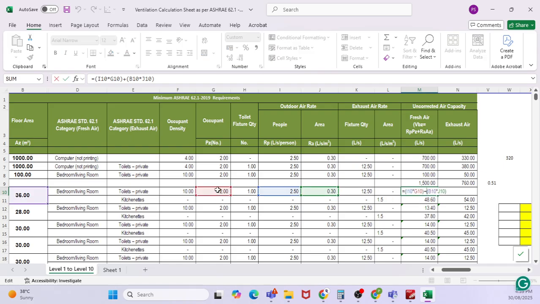Okay. So when you apply this equation to calculate the fresh air, it is the number of people multiplied by the outdoor airflow rate required per person, which gives you the total fresh air for people, plus the area multiplied by the outdoor air rate required per area. How much? 0.3 multiplied by the number of square meters. You will get the total fresh air here. So this is for one space you are going to calculate.